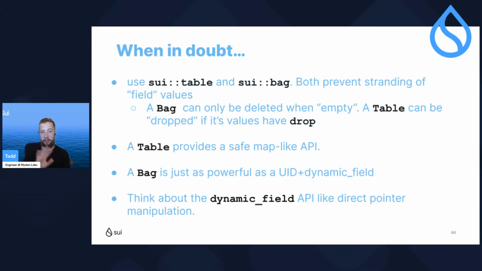When in doubt, use table, use bag. We have a few other ones like table vec and linked table. Those are good too. But bags can only be deleted when they're empty. Tables also can only be deleted when they're empty. But if your values have the drop ability, then you can also drop the table if you'd like. But there's an explicit API for that. There's no accidental dropping. And the way I like to mentally think about this is that dynamic fields are sort of the direct pointer manipulation APIs.